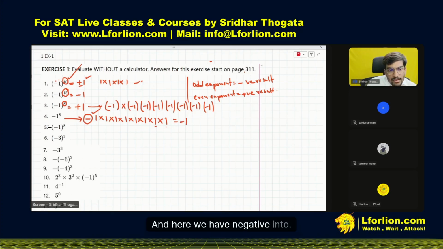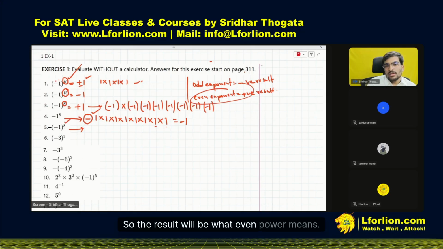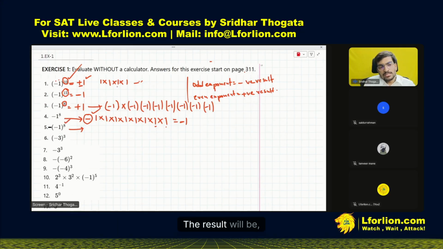And here we have negative into, now wait. First of all, you have to solve this part, which is inside the bracket. Now, here, even power. So the result will be what? Even exponent means the result will be positive 1, and we have one more negative here. So now negative into positive, that is negative 1.